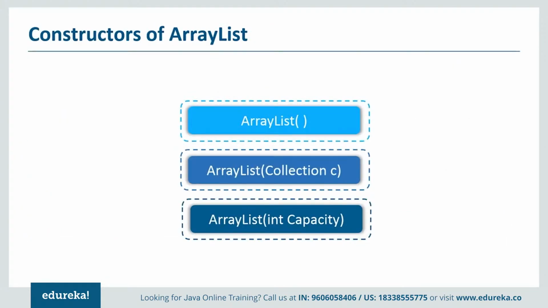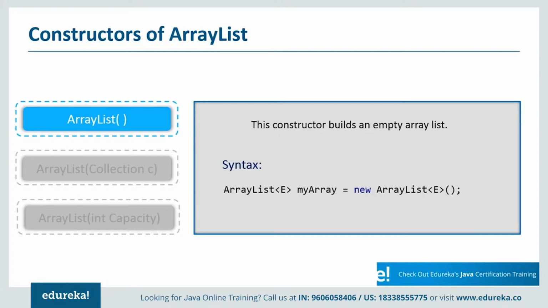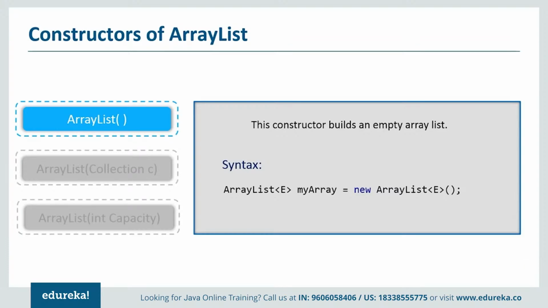Now let's see the various constructors supported by Java ArrayList. First, ArrayList(). This constructor builds an empty array list. Coming to syntax, myArray is a reference to an array list that holds references to objects of type E. The array has an initial capacity of 10 cells, although the capacity will be increased as needed as references are added to the list. And cells will contain references to objects of type E.